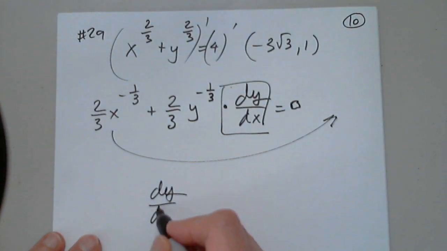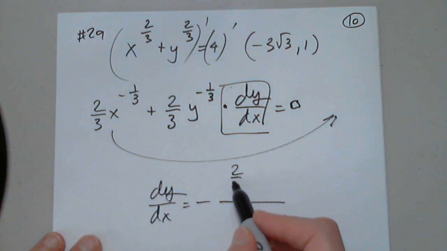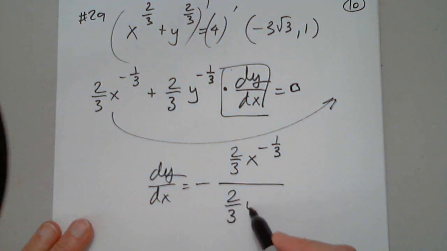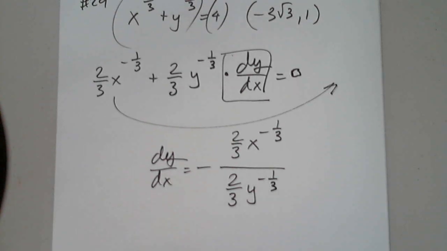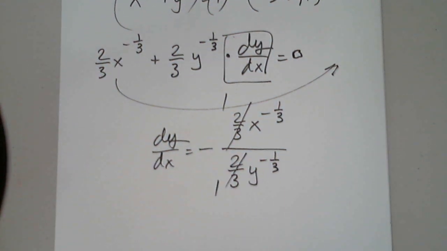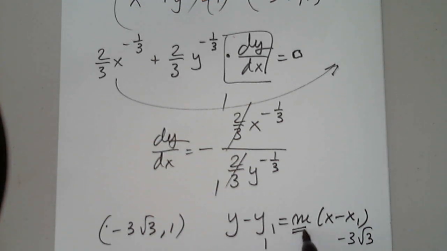So then dy over dx will be negative, because this will be negative, 2/3 at the top, x to -1/3, divided by 2/3 in the denominator, y to -1/3. The 2/3 from the top, 1, 2/3 from the bottom, 1. Now, remember, we have the point -3 the square root of 3 comma 1, which means y minus y1 equals the slope times x minus x1, where x1 is -3 the square root of 3 and y1 is 1, and we want to find the slope.